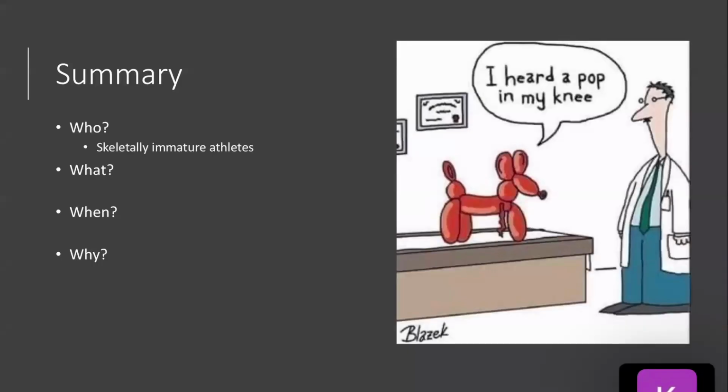So, in summary, who are we thinking about when considering alternative ACL reconstruction techniques? That's going to be the skeletal immature athlete. And what do we offer them? A physeal sparing or respecting technique. When do we offer it to them?